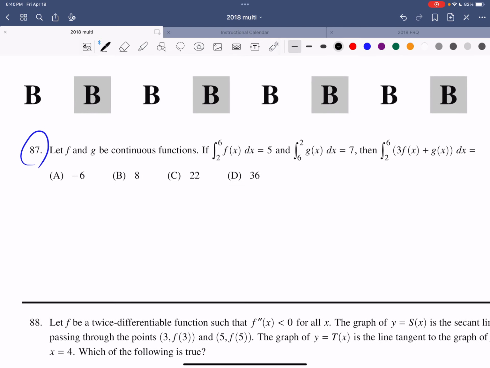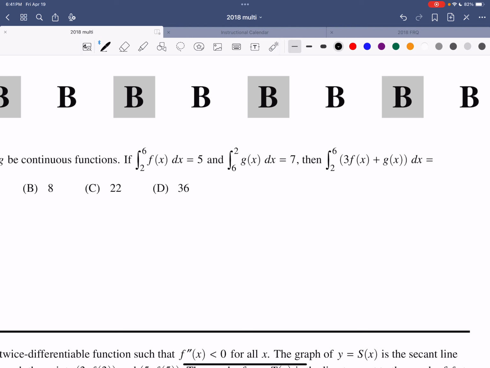And then this is the last question that we'll go over. So these two are given to us here, and that's what you're trying to find. So let's do this one. Let's break this one into two. So this one is the same thing as the integral from 6 to 2 of 3 f of x dx plus the integral from 2 to 6, same thing, of g of x dx.